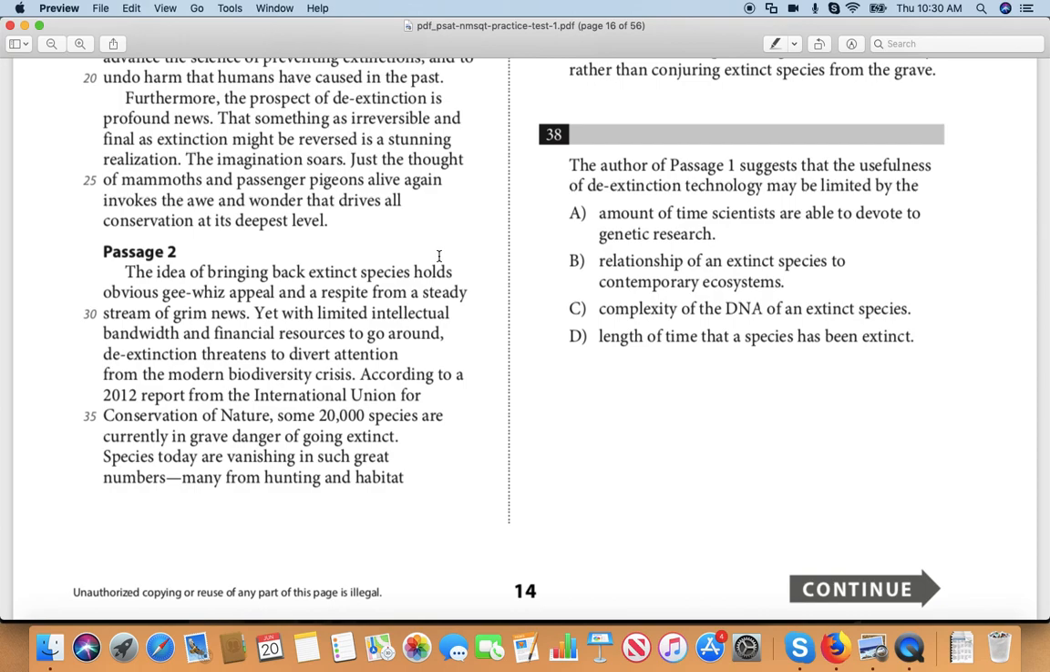Say that again? Oh, yeah, exactly. Yeah, that absolutely, right? They don't want your opinion. It's like, the passage suggests, the author suggests, that the usefulness of this technology is going to be limited by, not the amount of time. No. Yeah. Go and read B.